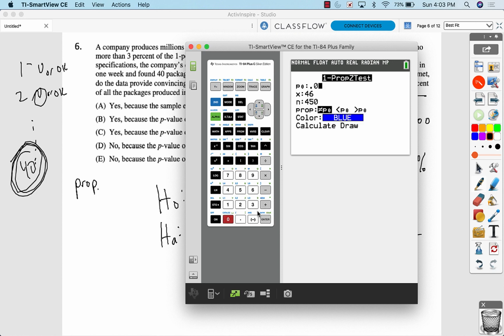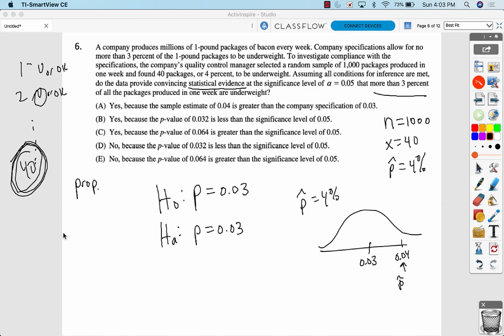Okay, 0.03. We're testing to see if it's bigger than 3%, so we're going to assume that it is equal to 3%. 40 underweight out of 1,000. That's how you get your 4%. And we're testing to see if it's greater than. That's it. This is going to give me the p-value. Once I have the p-value, we'll be able to make the decision. 0.032. 0.032 is the p-value. So the p-value equals 0.032.